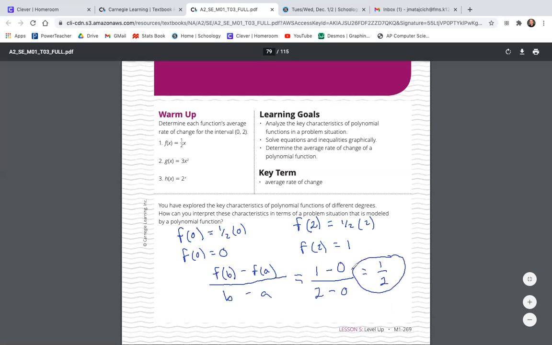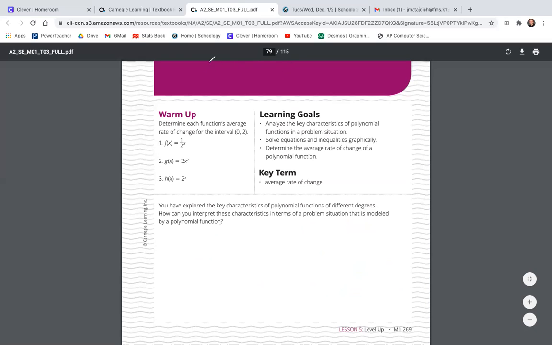On average, our function increased by 1/2. It essentially goes up 1 over 2 on average. It doesn't do that exactly, but again, we're just looking for the average change. Kind of what's the straight line distance rather than the curve distance to get from one point to the other. Okay, let's do another example, and hopefully that'll make it sink in a little better.